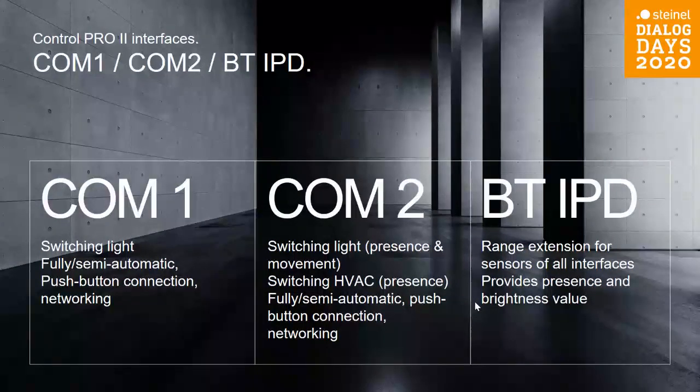With the Bluetooth input device, this acts as a range extender for all of the other interfaces and sensors within the Control Pro 2 range, and purely provides the information relating to the presence and the brightness value.